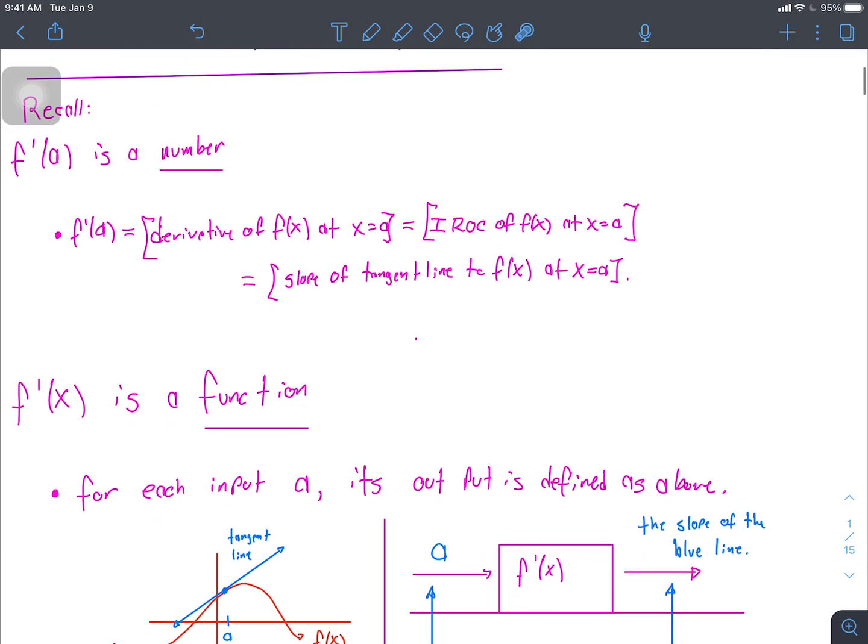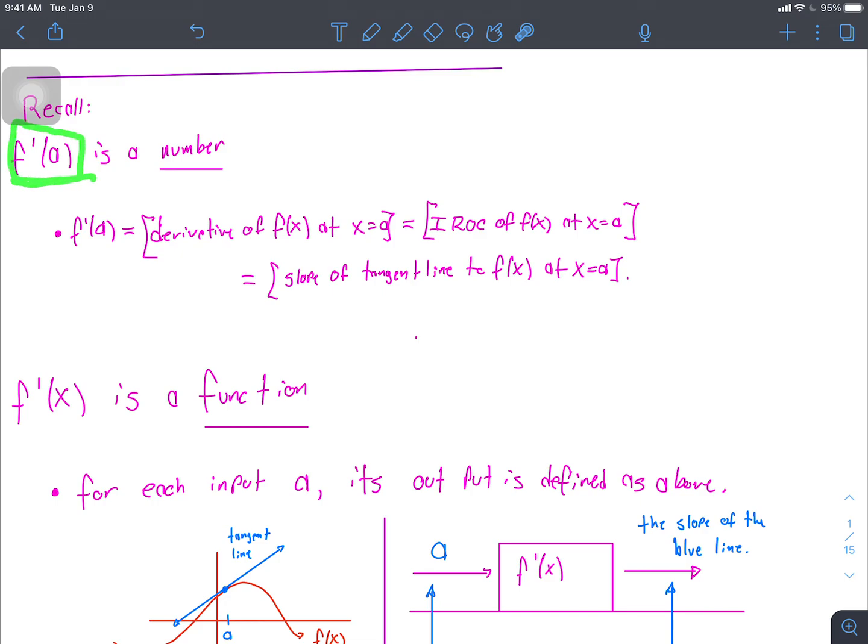The first thing to remember is, when I say f prime of a, we usually use a to represent a specific input, and f prime of a is going to give us a number. Whatever a we put in, a could be 3 or 4 or 5, f prime of a gives us another number, and that number is what we call the derivative of f of x at x equals a. It's also the instantaneous rate of change of f of x at x equals a. So what is the function doing for that particular x value? It also happens to be the slope of the tangent line to f of x at x equals a. So f prime of a is a number.